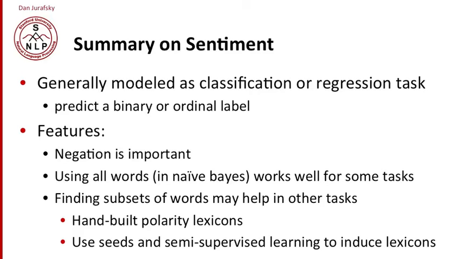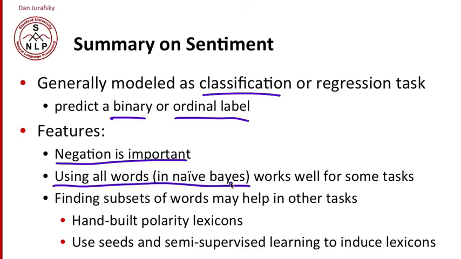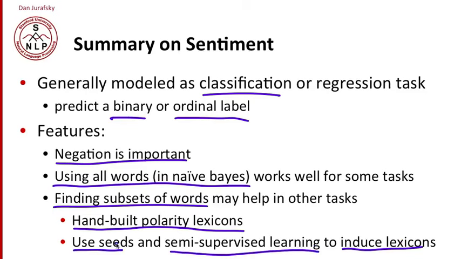So in summary, sentiment is generally modeled as a classification task. Polarity is often binary, less often with some kind of ordinal or linear valued label. And negation is a very important feature to use. For lots of tasks, using all the words in naive Bayes seems to work well. For other tasks, using subsets of words may help, and we can either use hand-built polarity lexicons, or for tasks for which the polarity lexicons seem inappropriate, we can induce lexicons using semi-supervised learning from some hand-built seeds.